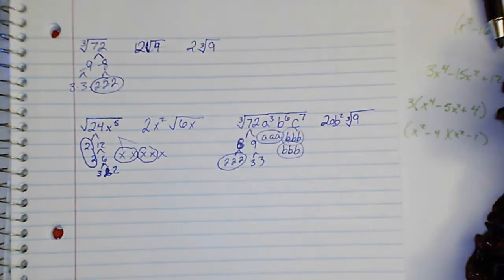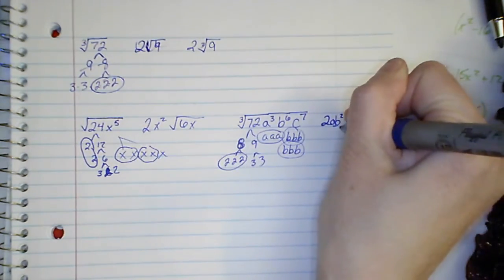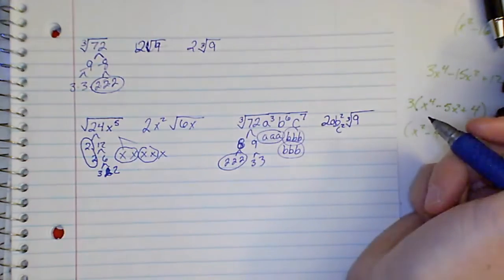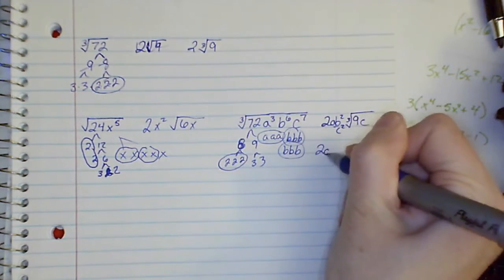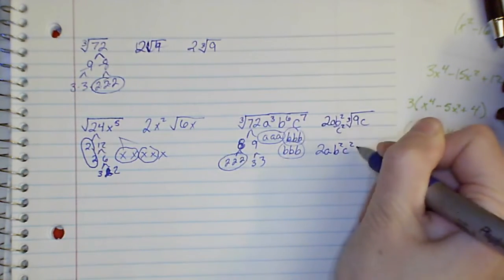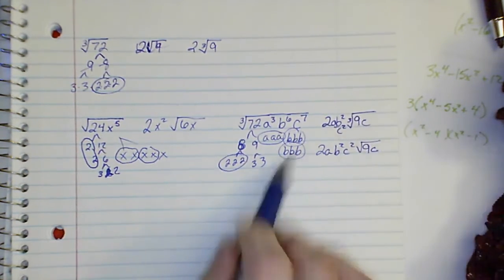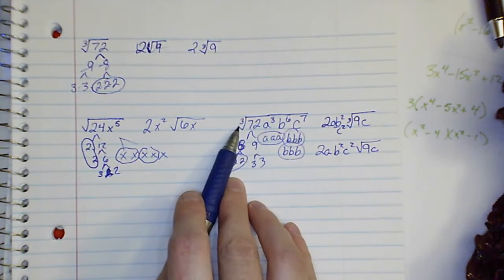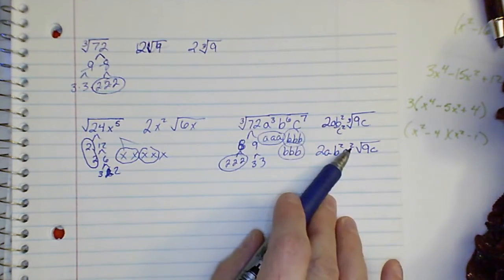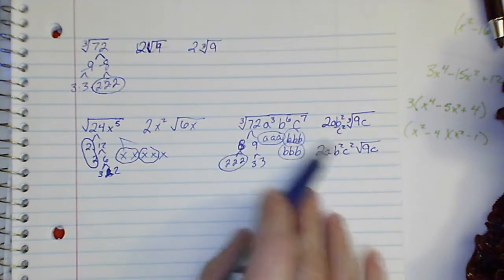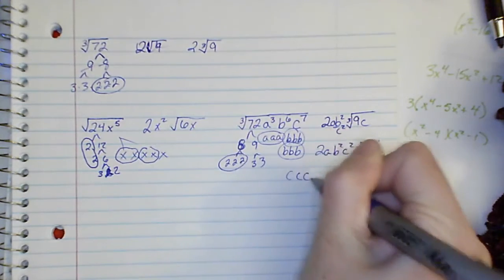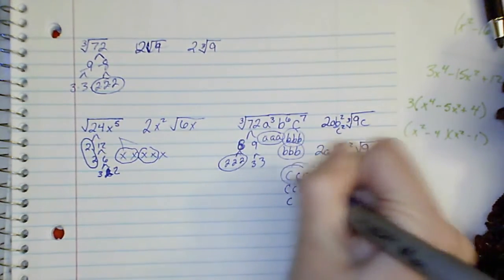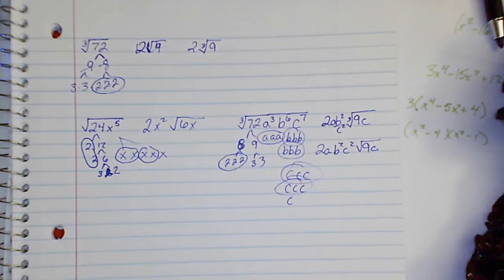And then c to the 7th, we'll have 2 groups of 3, so c to the 2nd, and then we'll have 1 remaining. So this will be 2ab squared c squared cube root of 9c. So 7 divided by 3, 3 can go into 7 2 times, so 3 times 2 is 6, so we'll have 1 remaining. Or we'll have 2 groups of c's and then 1 remaining if you need to write it out.